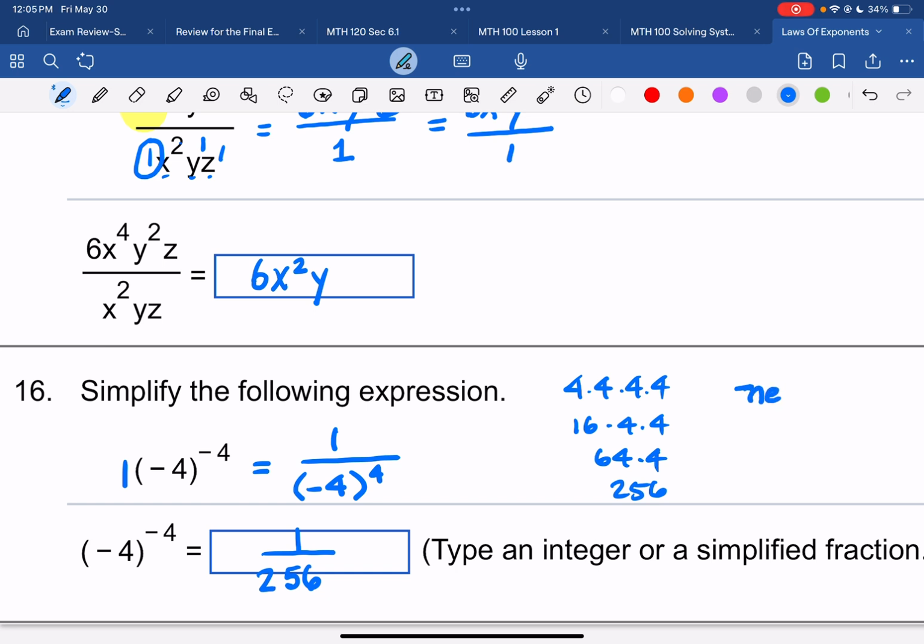So you got a negative base raised to an even exponent, you can go ahead and assume that's going to be positive because it will be. Or you could do negative 4 times negative 4 times negative 4 times negative 4.